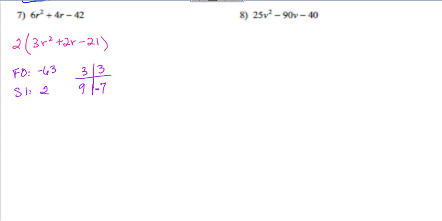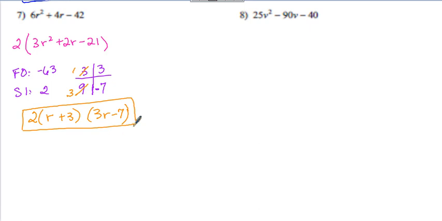Now I need to look and see about reduction. There's nothing to reduce here, but there is here. This reduces to 1 and 3. So my final factored solution is r plus 3 and 3r minus 7. And don't forget to make its final curtain call. This 2 needs to come back in the final solution. So do not forget about your GCF in your final factored solution.